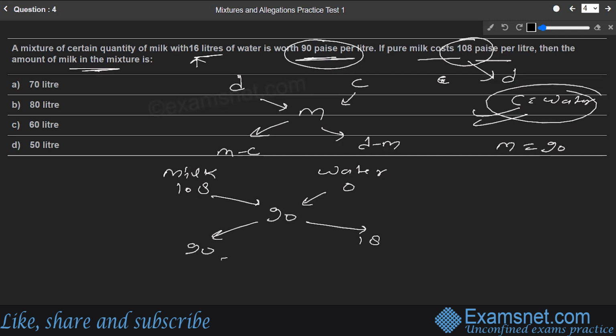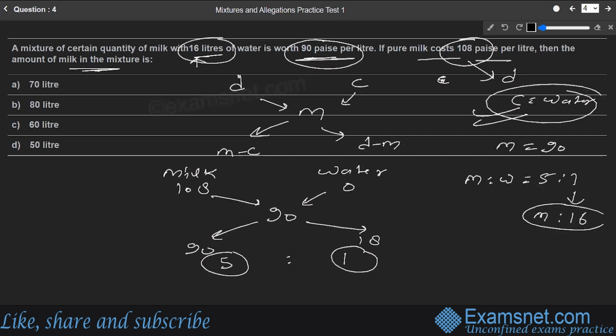So what is this ratio coming? 5 is to 1. That means the milk part has to be 5 and the water part has to be 1. So we can say that the milk to water ratio is 5 is to 1. But as they already say the milk is with 16 liters of water, the water quantity is already given as 16, so we need to know the milk quantity.